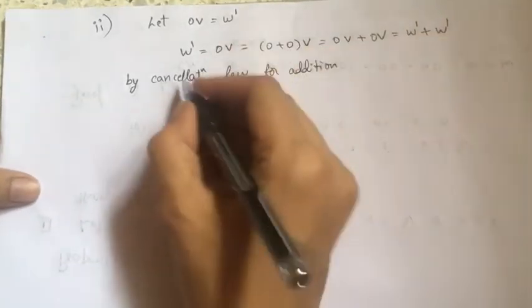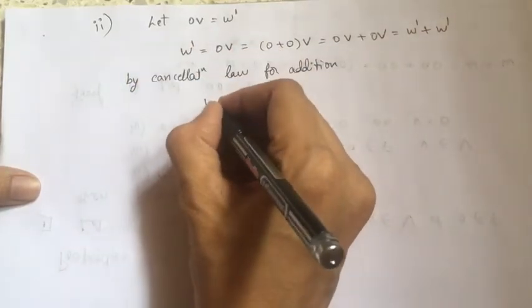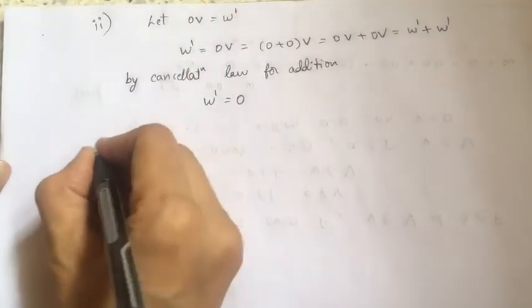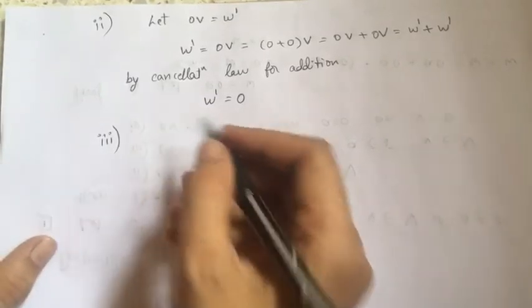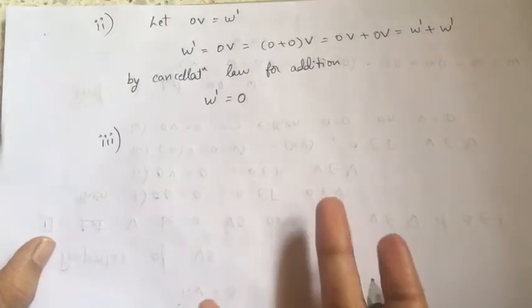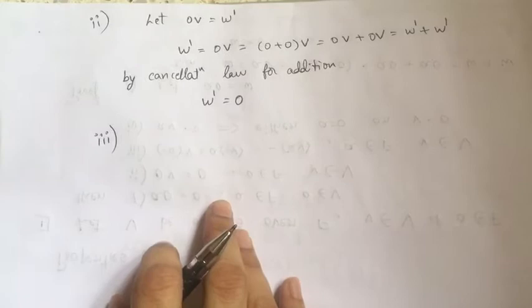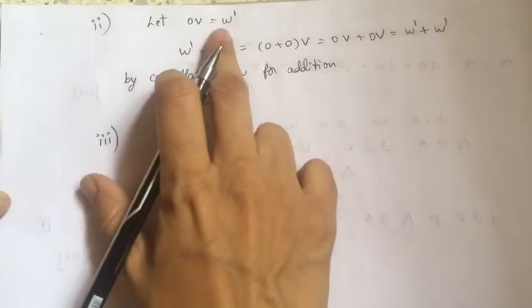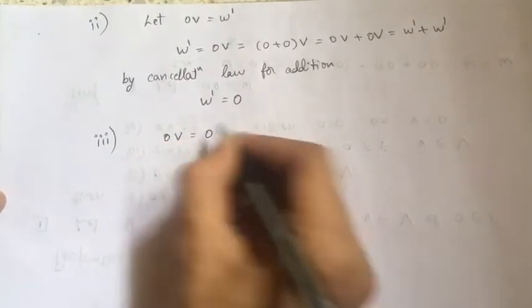For addition, I can write, if I cancel this with this, I'm going to get W dash equal to 0. Hence the second one. The third one, I have to prove that minus A into V is A into minus V, which is nothing but minus of AV. For that, I'll use the second property, which says 0 into V is 0.